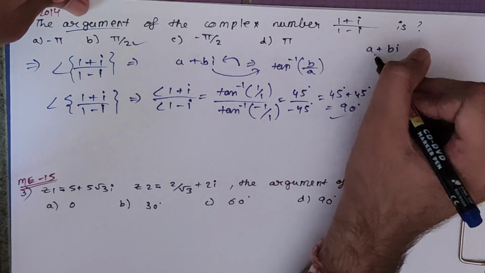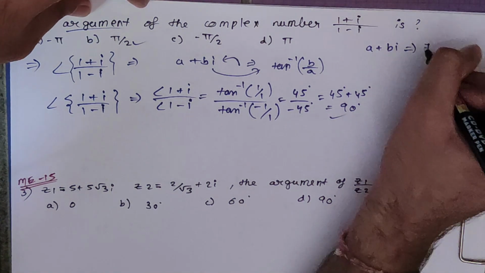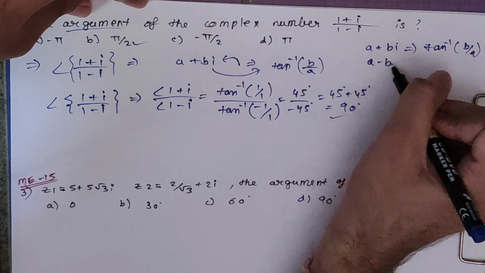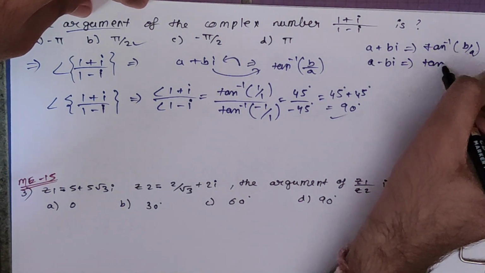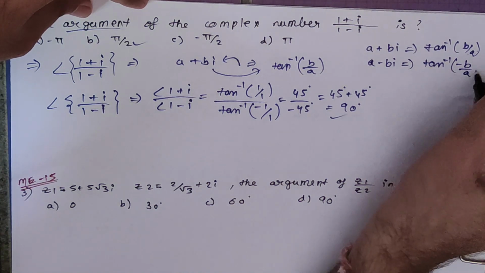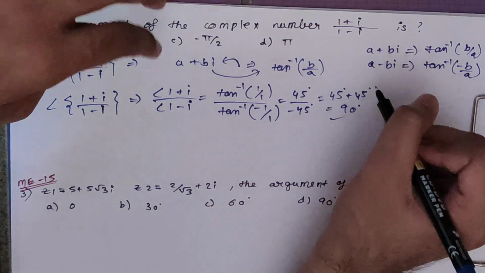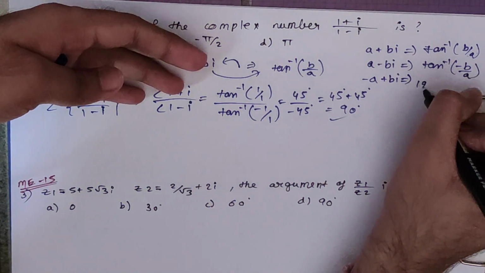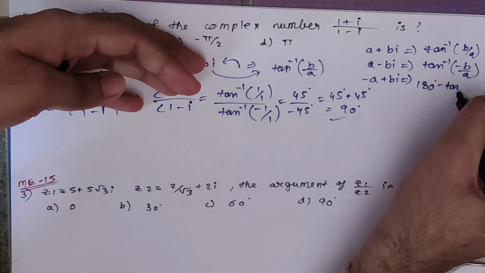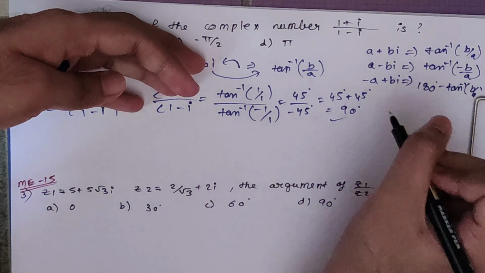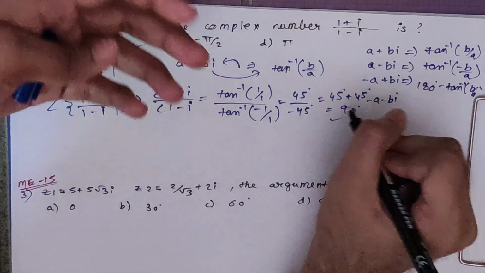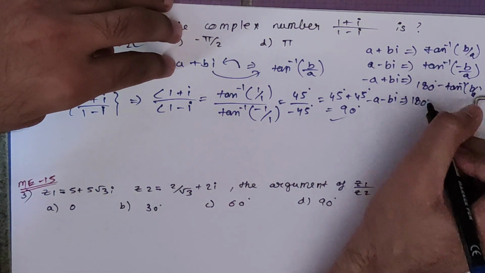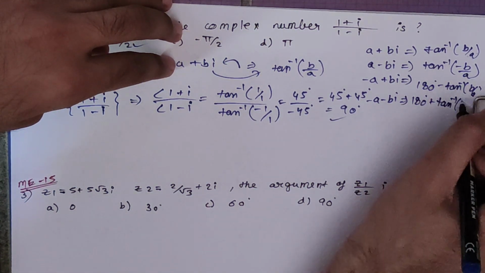Okay, so you should know if you have a plus bi form, you can use directly tan inverse of b by a, but if you have a minus bi, then also you can apply, that is tan inverse of minus b upon a. But if your real part is negative, basically if you have minus a plus bi, then you have to take 180 degree minus tan inverse of b by a. Okay, and for minus a minus bi, basically both your imaginary as well as real part are negative, then you have to use 180 degree plus tan inverse of b by a.